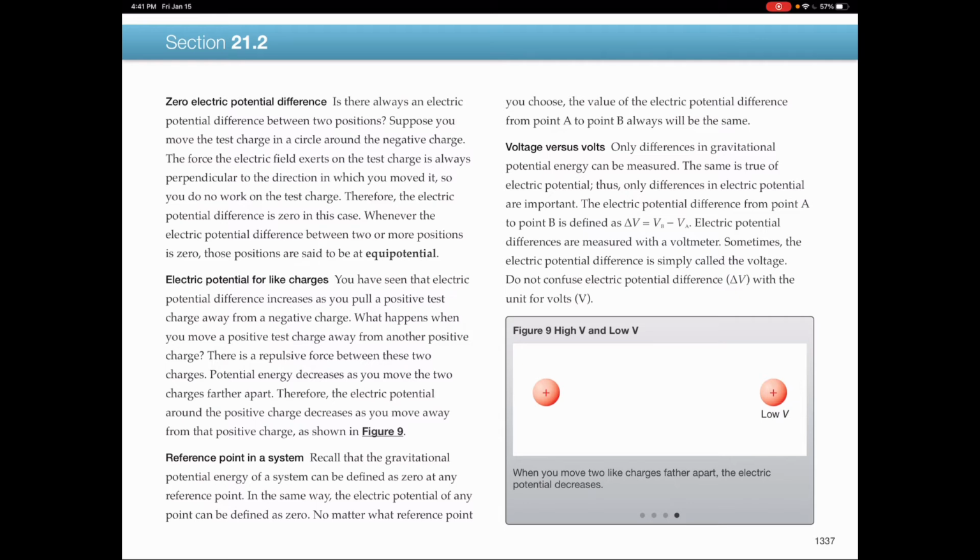Just like with gravity, if you naturally let something fall, it's going to lose potential energy. If you push against the force of gravity, you're going to increase the potential energy. So in all of these cases, if you take two charges and push them against the electrical force acting between them, you're going to increase the potential energy. If you relax them, let them move in the direction that the electrical force would naturally want them to go, you're going to decrease the potential energy.